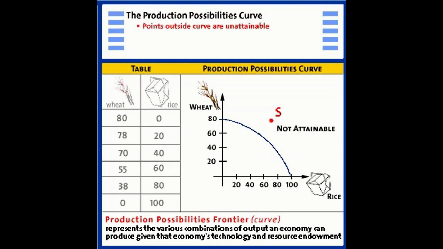Likewise, points that lie within the production possibilities frontier remind us of inefficiency. I'll call this point down here point U. Point U is certainly possible. It's always possible for us to produce points that are within the production possibilities frontier.